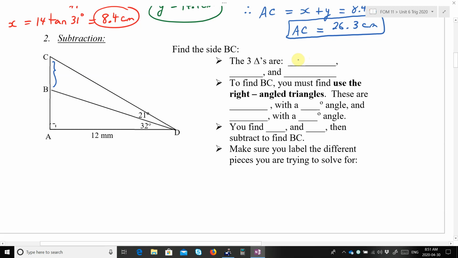The three triangles are triangle ABD, triangle ACD, the big one, and then triangle BCD. To find BC, you must use the right-angled triangles.